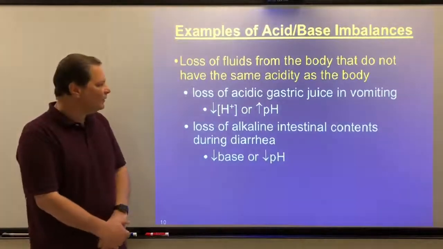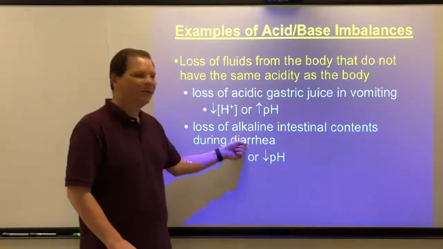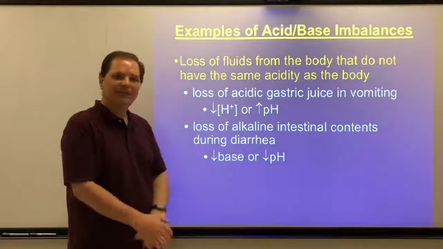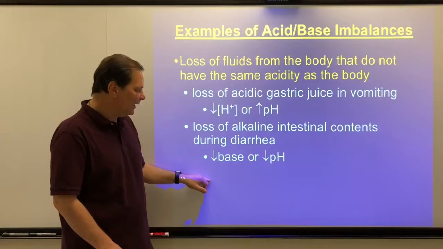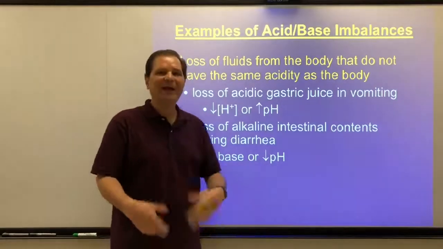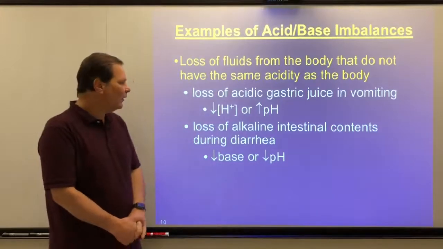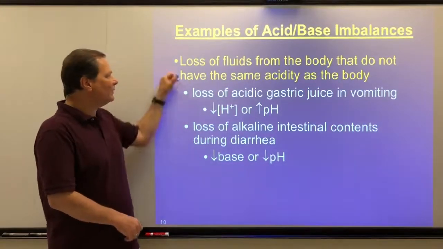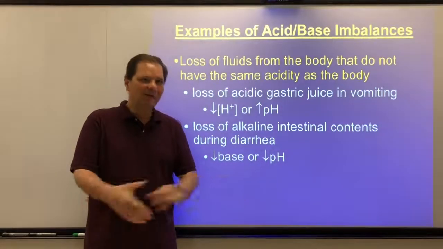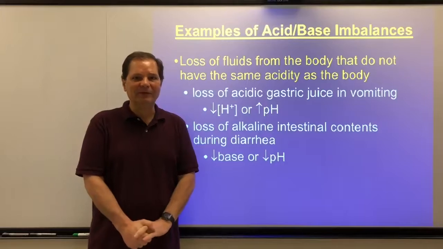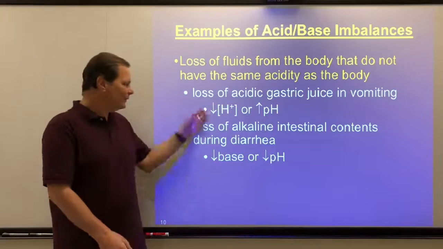On the other hand, you can lose a lot of alkaline fluid through diarrhea, a lot of bicarbonate in particular. That will decrease the amount of base in the body, and that will result in an acidosis, an increase in the hydrogen ion concentration. So you can get this imbalance simply by losing fluids. Now, if you lose fluids that are pH 7.4, you won't really be losing an excess of base or an excess of acid, but ordinarily that's not the case, as you can see here.